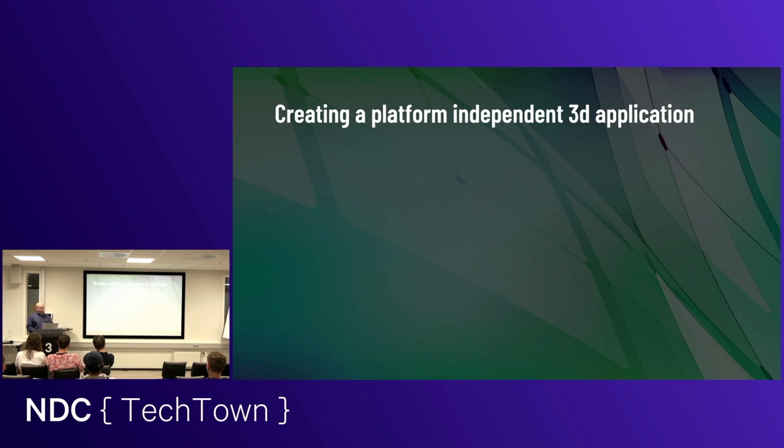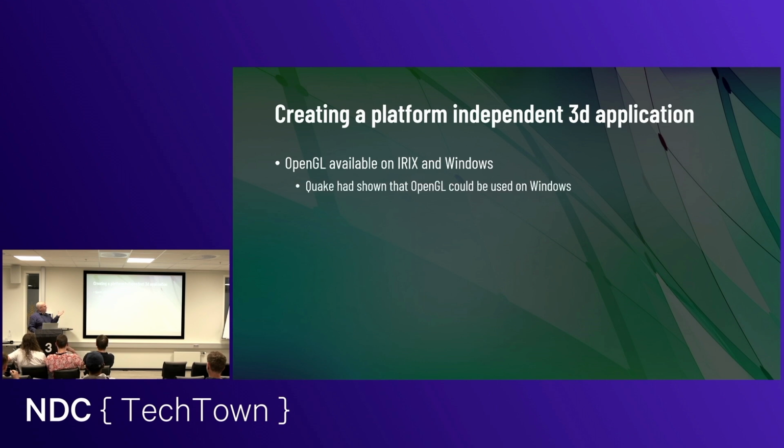So how do you create a platform-independent 3D application? I had an SGI workstation and a Windows machine, and I would like the application to run on both: to do cool stuff on the big workstation, and also let users use a PC to run the same application. So we had OpenGL on both platforms, both Irix and Windows. Irix is the operating system for Silicon Graphics workstations. And id Software showed that you can run Quake with OpenGL on a Windows machine, so that showed that it is possible.